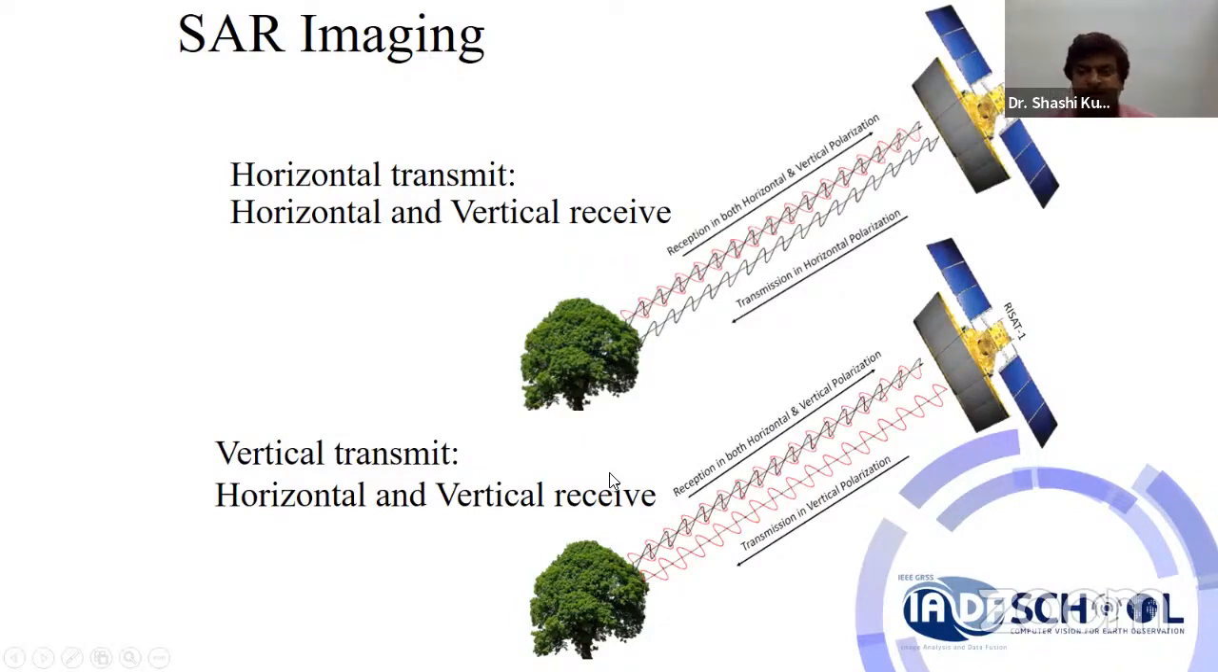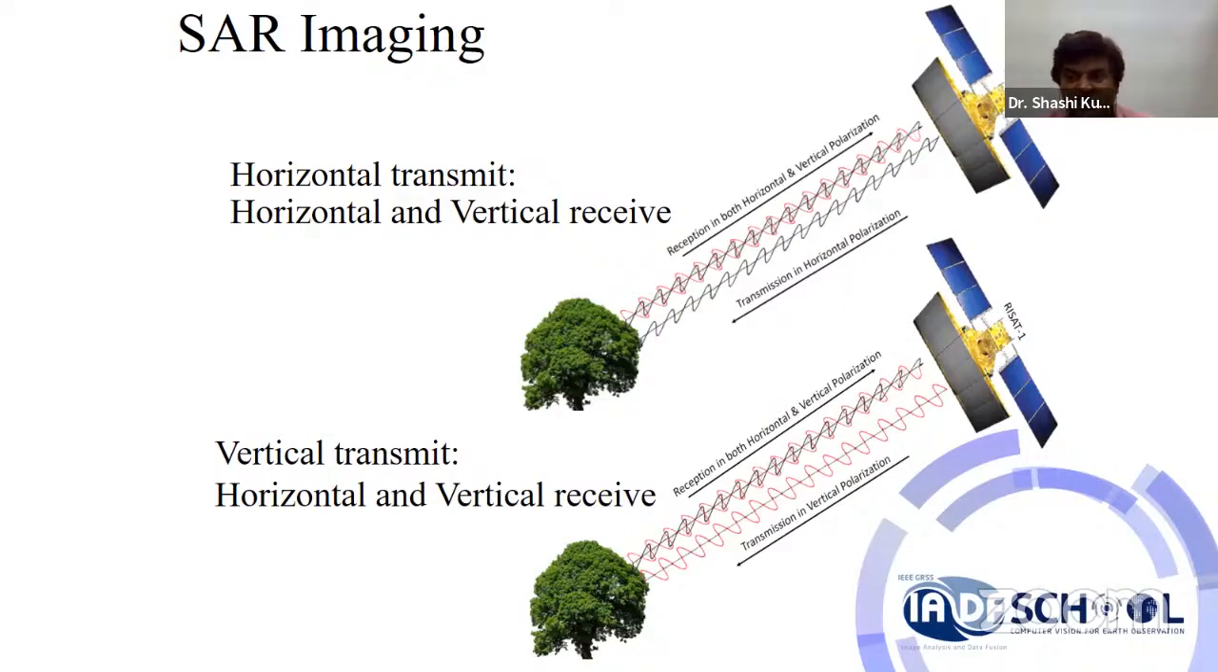Similarly, in the case of VV and VH, vertically polarized electromagnetic waves are transmitted, and after interaction the scattered wave again starts vibrating in both polarizations, horizontal and vertical, and both will be received by the sensor, so that the other combinations, VV and VH, are generated. So by maintaining the polarization phase difference, all four polarimetric channels are acquired for any area for the same time period. At that time, the data set will be known as the quad pole data set.